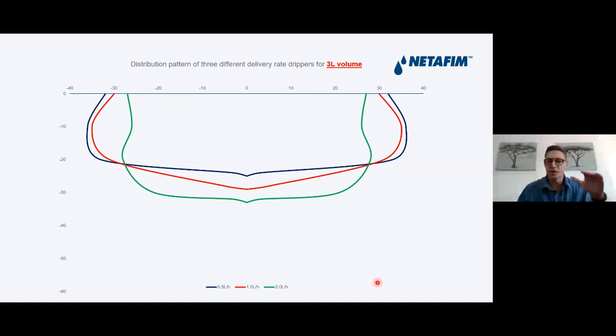With the higher flow dripper, the 2 liter an hour, you can clearly see that we irrigated a much narrower area, but we went a little bit deeper.